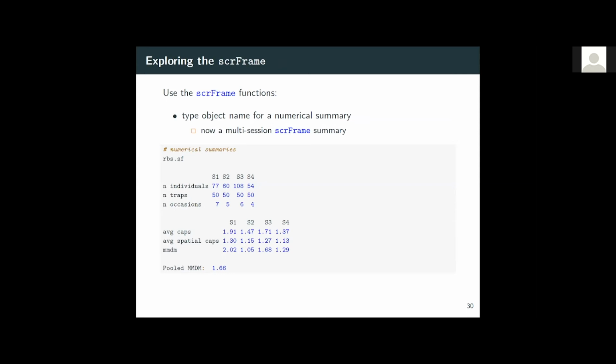I also have the capture information, so on average, how many times was an individual captured in each of the sessions, and then for those that were captured multiple times, on average, how many traps were they captured in, sorry, and then the mean maximum distance moved within each of the sessions. Then also there's a pooled MMDM returned as well.